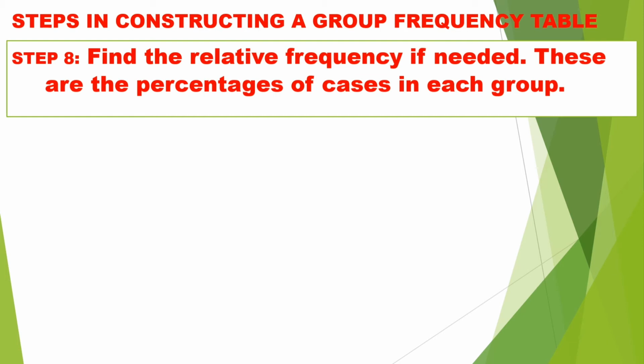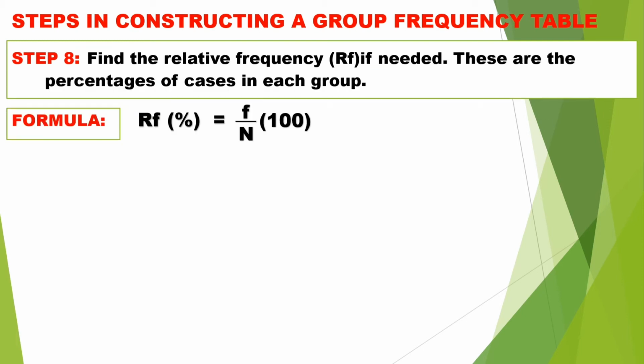Step 8, find the relative frequency if needed. Particularly, it will be used on finding the median and mode. These are the percentages of cases in each group. To find the relative frequency or percentages in each class, the formula is frequency of each class divided by total number of data times 100.